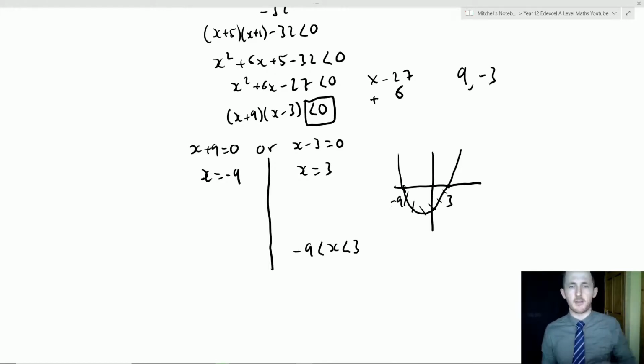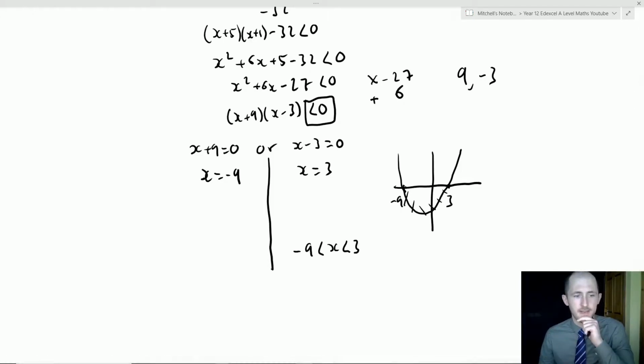Now I want you to think about, just like we did last week, the reason why it's not equal to is because if it was equal to, it would equal 0, which is not what we want. We just want less than 0, so when it's below the line. Okay? If we did less than or equal to, when it equals minus 9, it's actually equal to the line, it's touching it, so it's not below it. Okay?